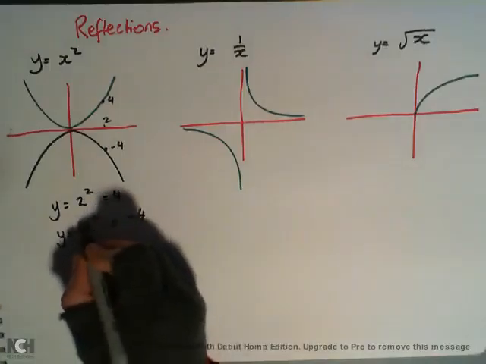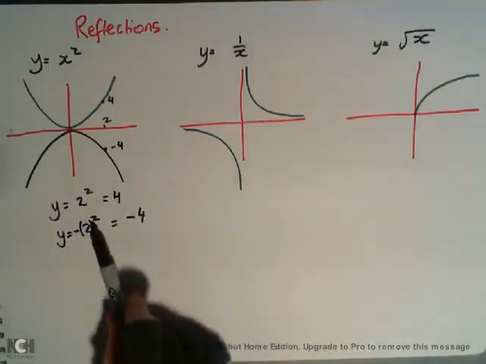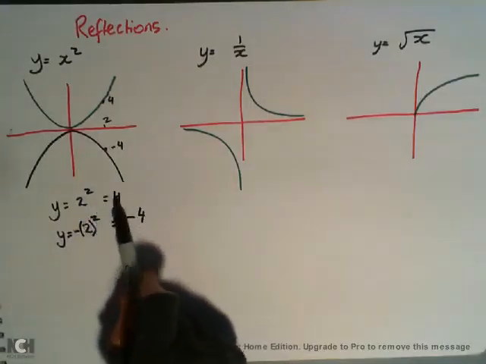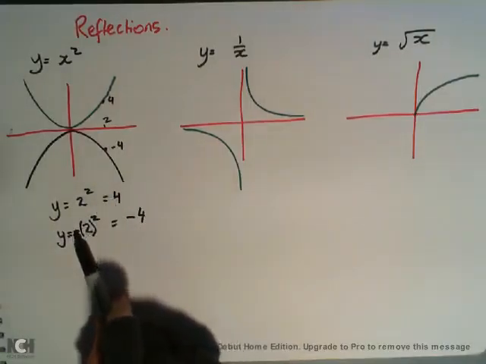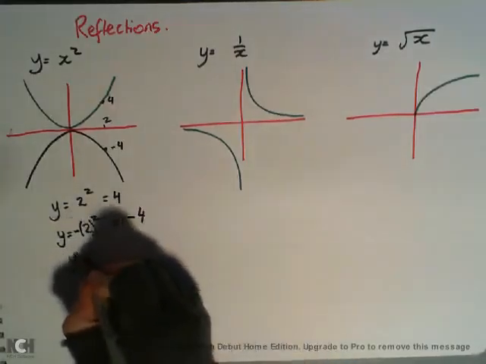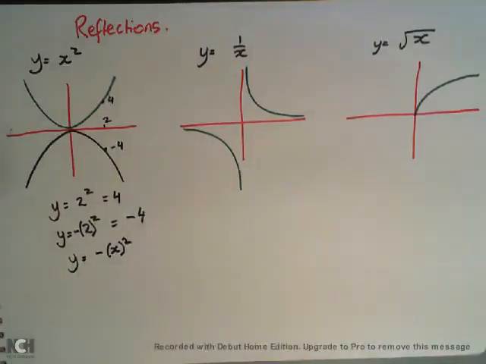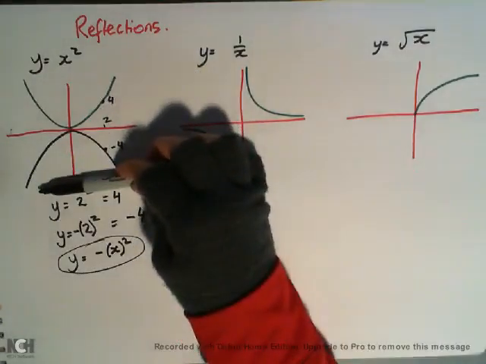Well, it has to be outside that square part. If it's inside, we'll get a positive number. Okay, minus 2 squared will give us 4. So it has to be outside the square. So we put around brackets, we'll have y equals minus, and it'll be x squared that looks like that. Okay, that's a reflection in the x-axis.